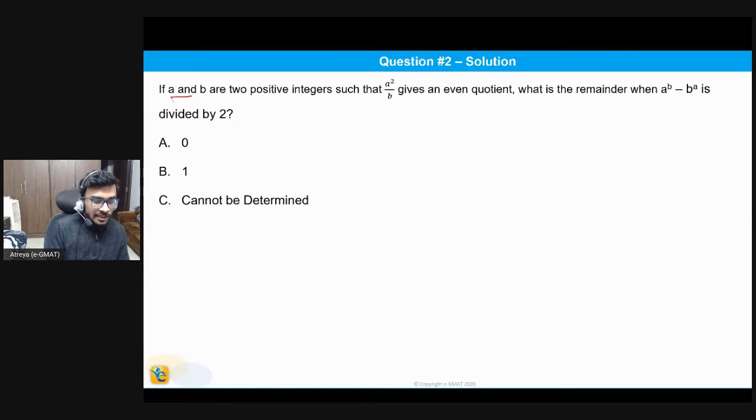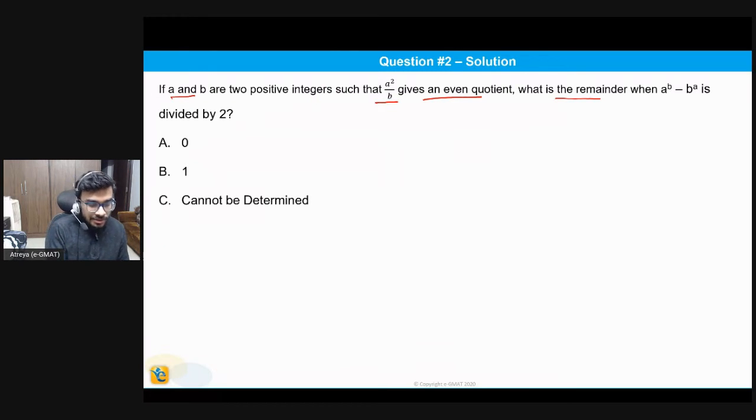In the second question, it's given that a and b are two positive integers, so that a squared by b gives an even quotient. We need to understand what is the remainder when a to the power b minus b to the power a is divided by 2. Yes, understandable. But again, Nikos, what you need to understand is that that is not tested in GMAT. So what you get in GMAT would be integral itself. Again, if that were the case, we would have had more cases to consider, and maybe then the answer that we would be selecting would be cannot be determined. I hope that resolves your query, but we always have to look at the constraints given in the question, right?